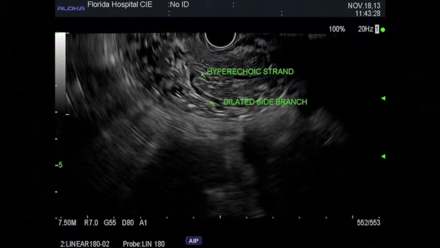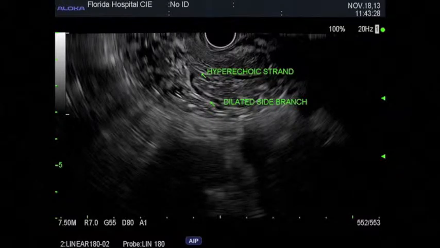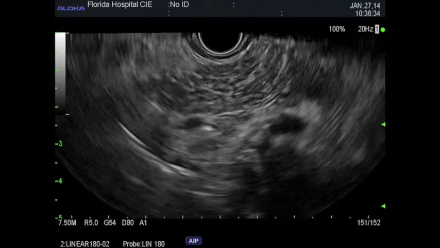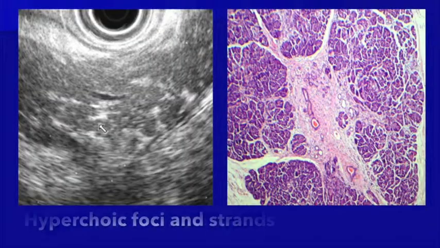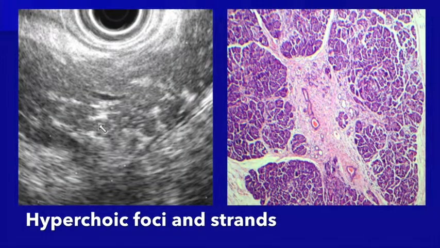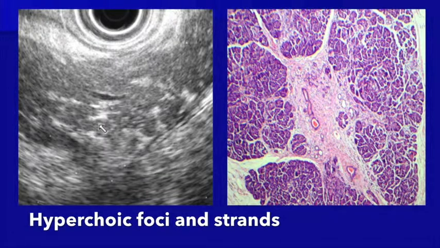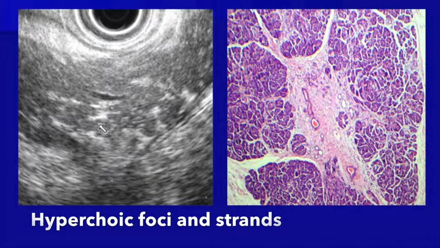Hyperechoic strands appear as bright, linear structures within the pancreatic parenchyma. Of note, small echogenic foci or short echogenic strands may be normal when a high degree of magnification is used. Here we can see a patient with a number of hypoechoic foci and strands on EUS, and on histology, we see the corresponding fibrotic strands.